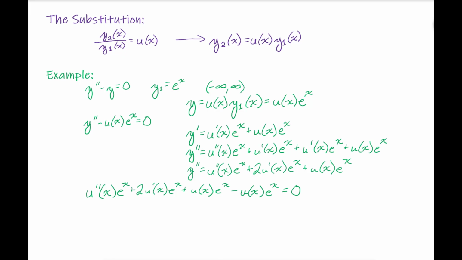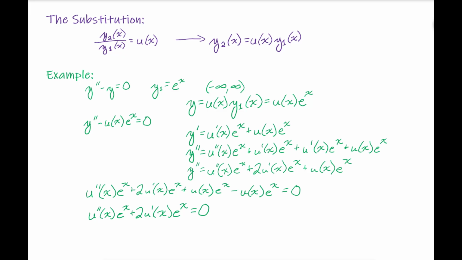Combining like terms, I have plus u of x e to the x minus u of x e to the x, so those zero out. So I end up with u double prime of x e to the x plus 2u prime of x e to the x equals 0. Now you might be thinking this doesn't look terribly simple yet, but we have a little bit more to work with here than we did before.